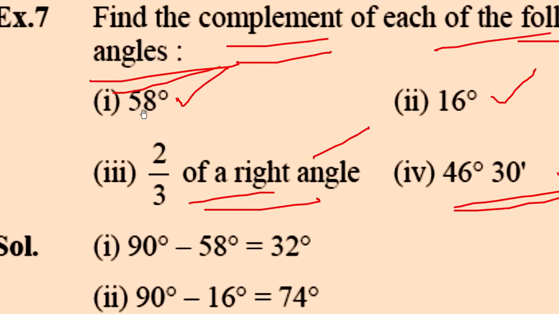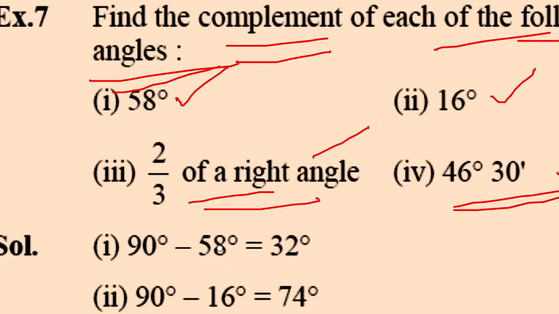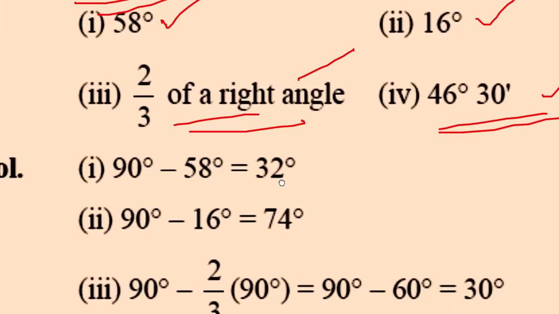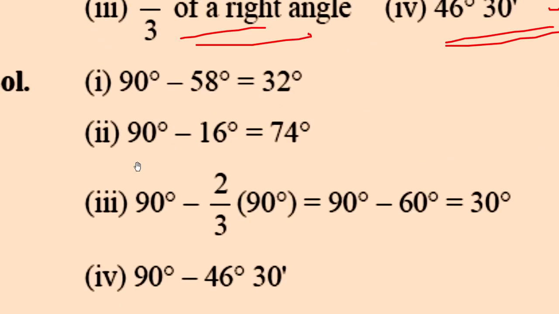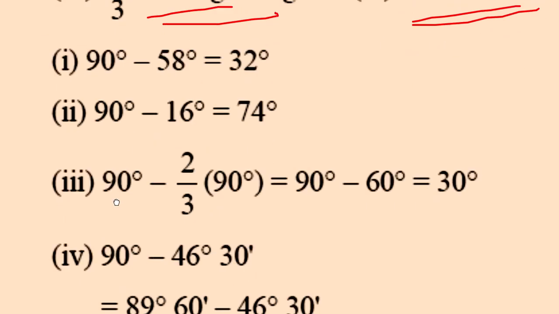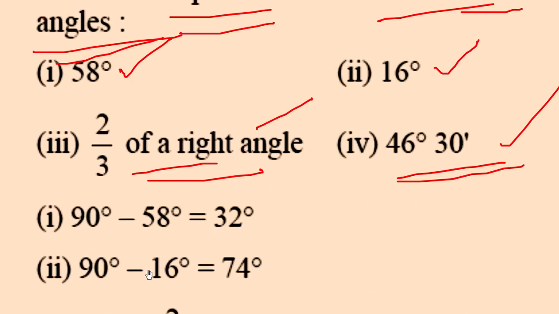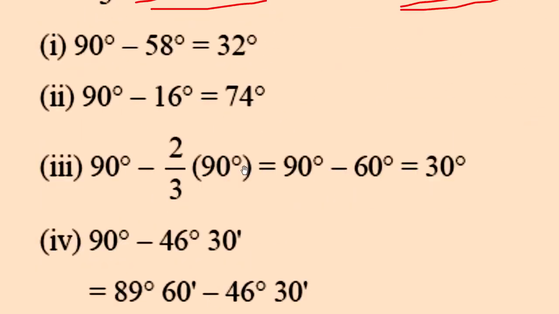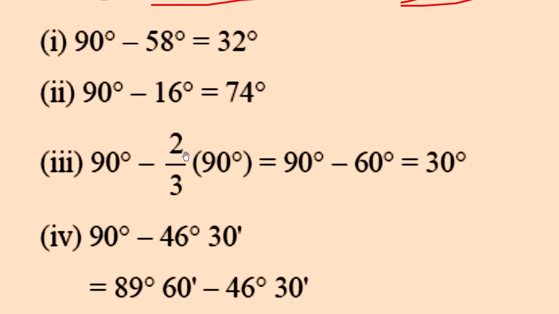So how to find the complement of 58 degrees? 90 degrees minus 58 degrees. How much, children? 32 degrees. Second one, 90 degrees minus 16 degrees. How much? 74 degrees. Third one, 90 degrees minus 2 by 3 of a right angle. 2 by 3 of 90: 3 into 30 is 90, 30 into 2 is 60. So 90 minus 60 equals 30.